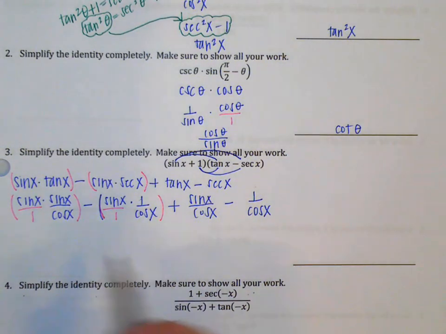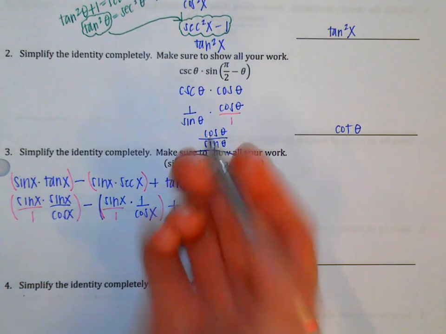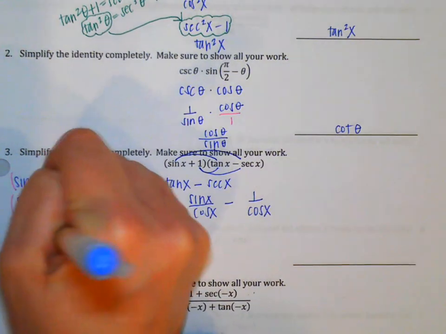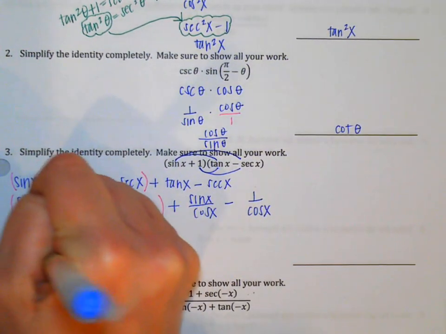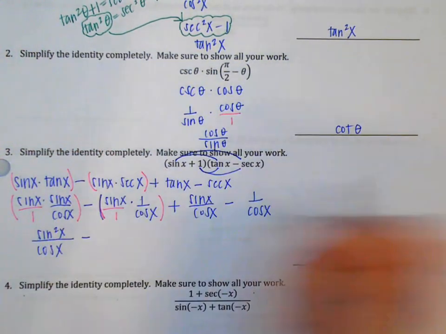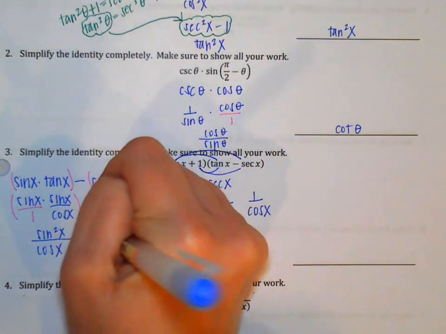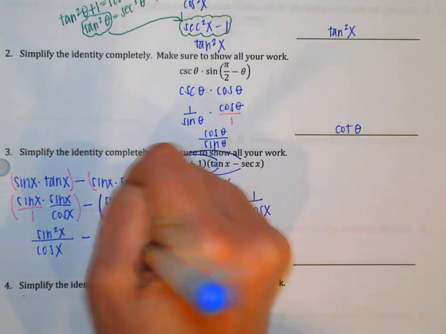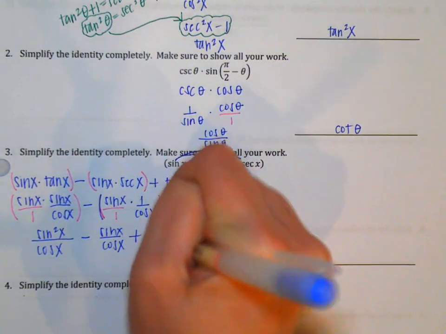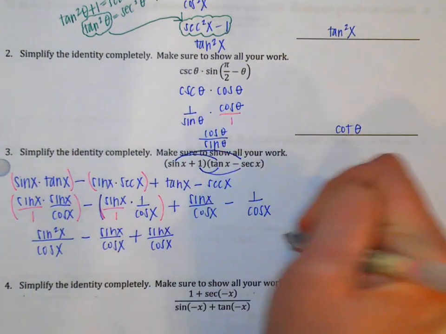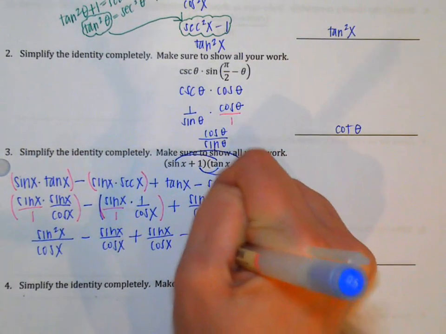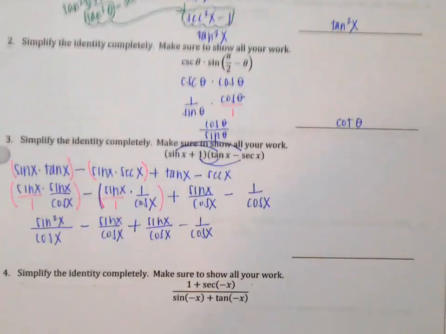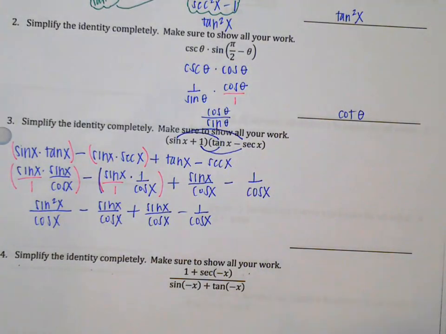So within here, sine x times sine x is sine squared x all over cosine x minus, and then here is just sine x over cosine x plus, nothing to simplify here, sine x and cosine x, and then minus, again, nothing to simplify here. Now that my parentheses are simplified, I look at my whole equation and see, is there anything that can be canceled out?